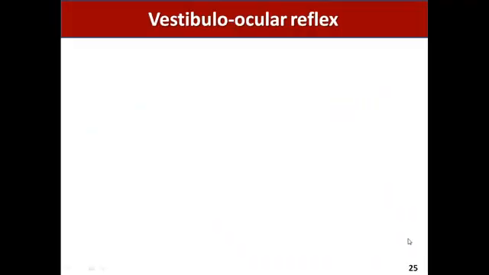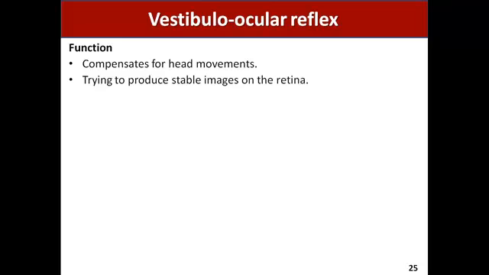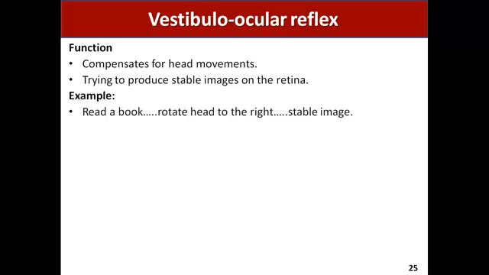In this third and final portion of our unit on the vestibular system, we're going to talk about the vestibulo-ocular reflex, which functions mainly to compensate for head movements in helping to produce a stable image on the retina, so that our vision will be able to continually guide stable positions and stable movements.